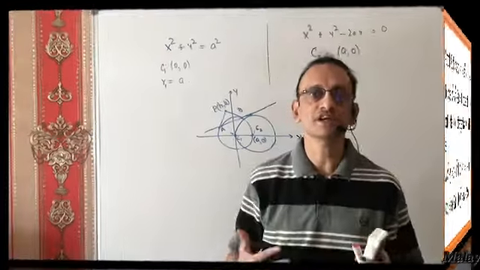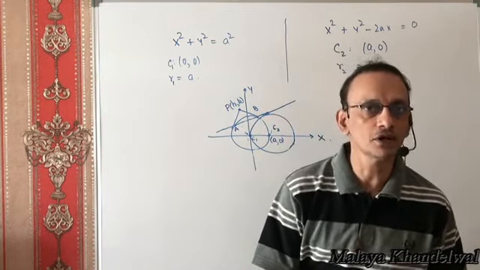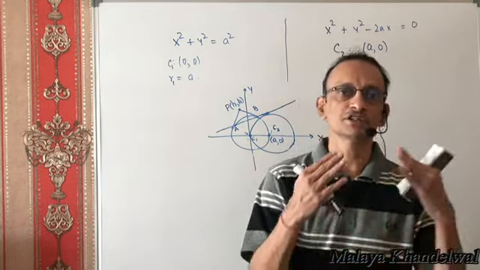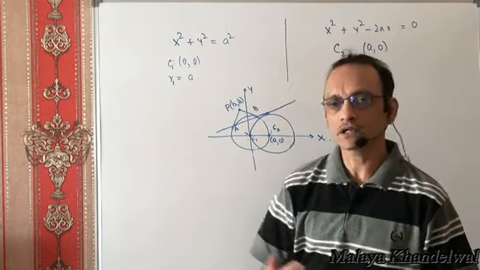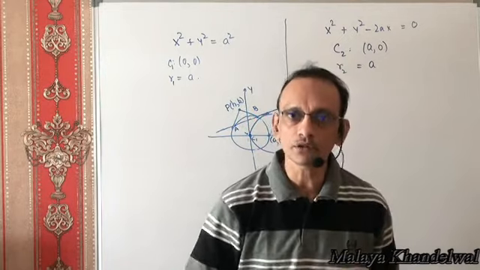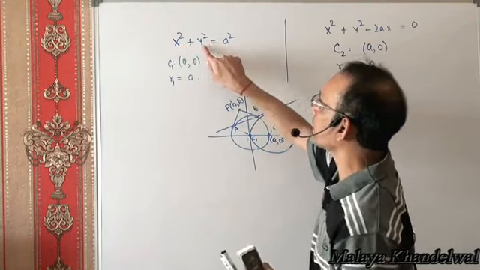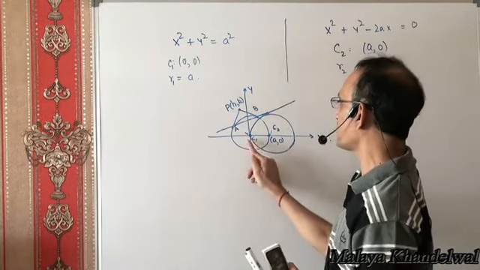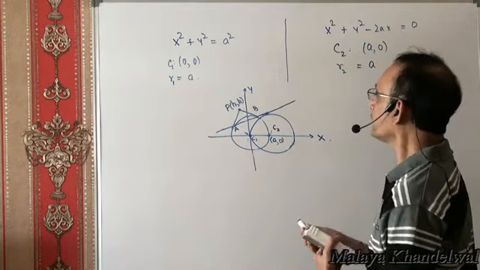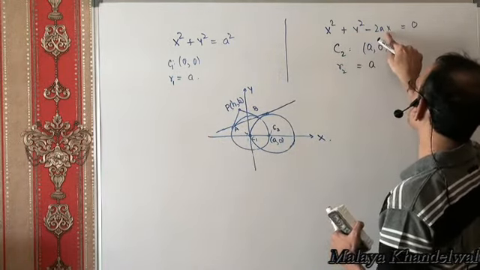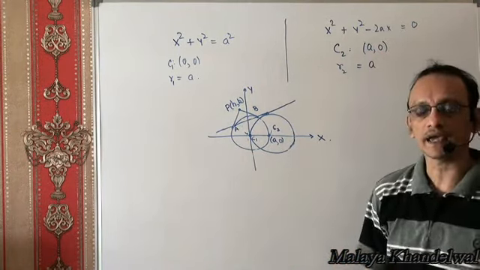I hope you're getting acclimatized with the basic tenets and ideas related to the geometry and algebra of circles. In that context, here I present another problem to you. It's about a circle x squared plus y squared equals a squared, whose center C1 is (0, 0) and whose radius is a. And there is another circle x squared plus y squared minus 2ax equals 0, whose center is very clearly (a, 0), and whose radius is a.